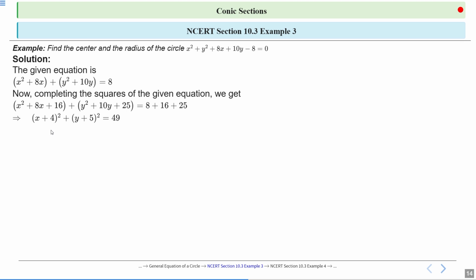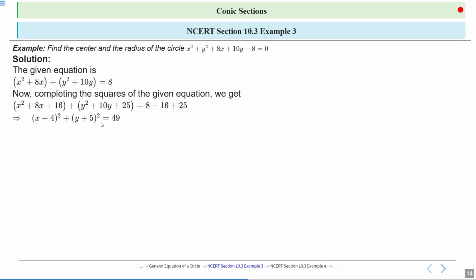After using the identity x square plus 2xy plus y square equal to x plus y whole square, we get this equation: x plus 4 whole square plus y plus 5 whole square equal to 49. After adding 8, 16 and 25, you get 49.